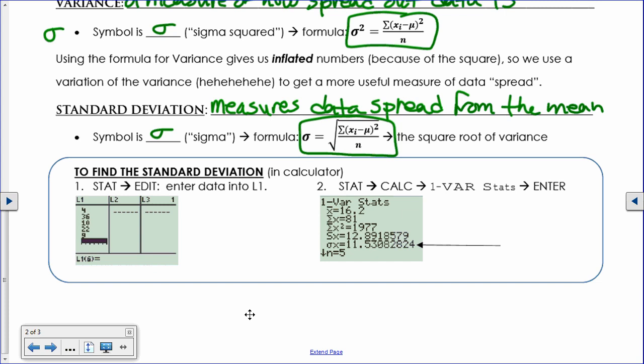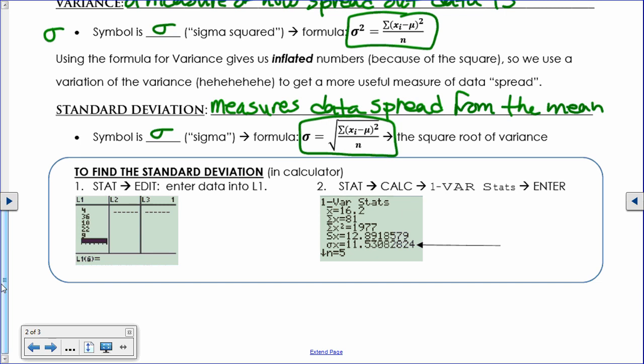That gives us the standard deviation. The standard deviation is basically the square root of variance, and this gives us a more meaningful representation of the data spread. Again, you don't need to know the formula. That's just to look at and understand the difference between variance and standard deviation. Your calculator is going to do the work for you. You don't ever have to number crunch for finding standard deviation. We're going to let our calculator do it.